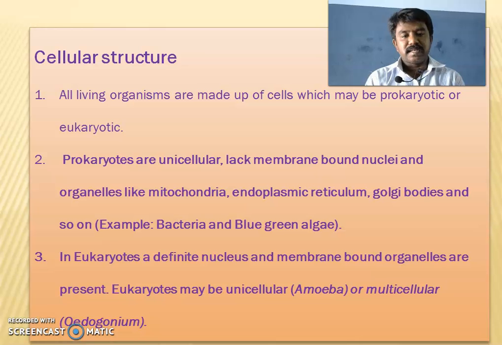Prokaryotes are unicellular. They lack membrane-bound nuclei and organelles like mitochondria, endoplasmic reticulum, Golgi bodies, and so on. Examples: bacteria and blue-green algae. It is a prokaryotic organism. In eukaryotes, a definite nucleus and membrane-bounded organelles are present. Eukaryotes may be unicellular, like amoeba, or multicellular, like Oedogonium.